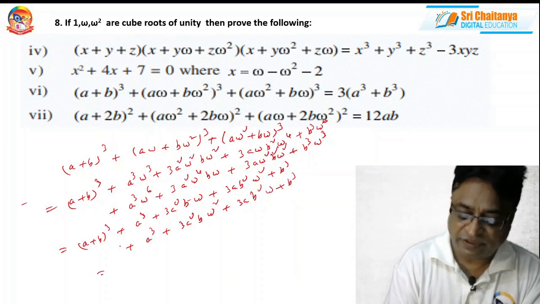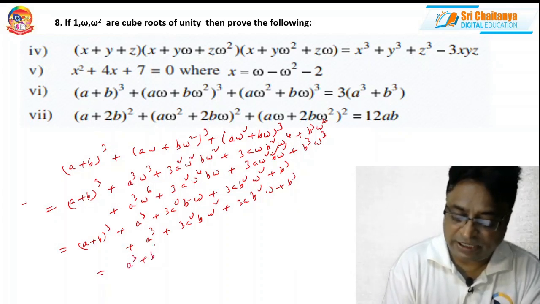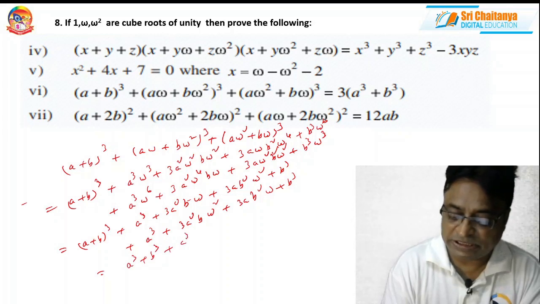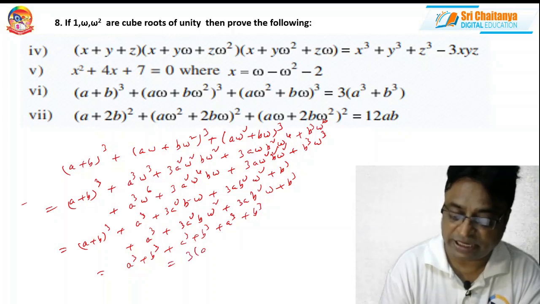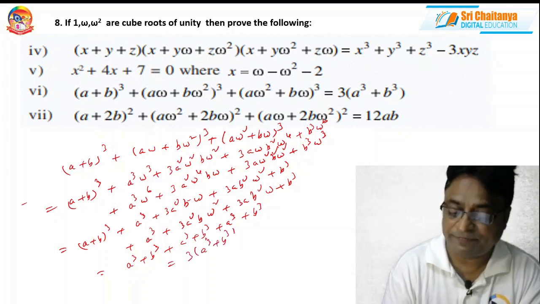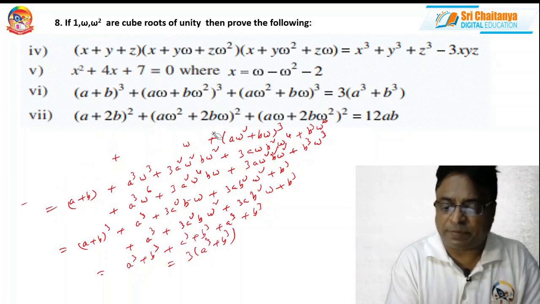You simplify this, you can get a cube plus b cube finally, plus a cube plus b cube finally, and a cube plus b cube. These three terms you can get. After that, you can get 3 into a cube plus b cube. That's all. Now coming to seventh problem.